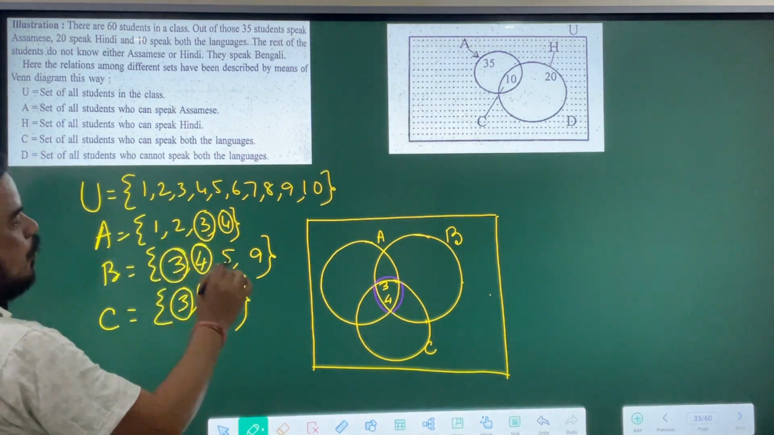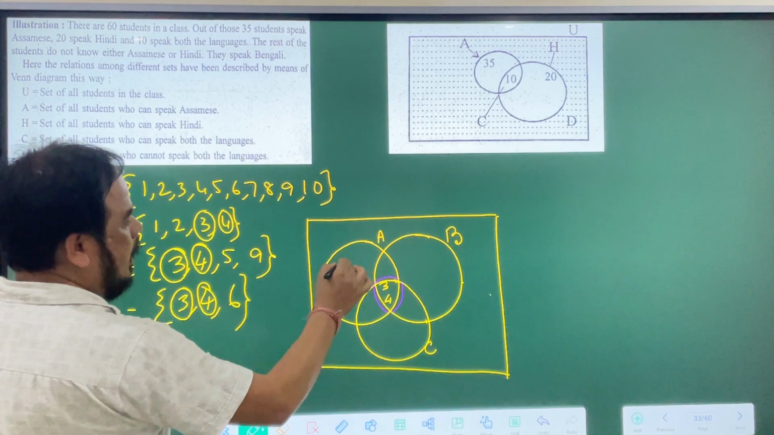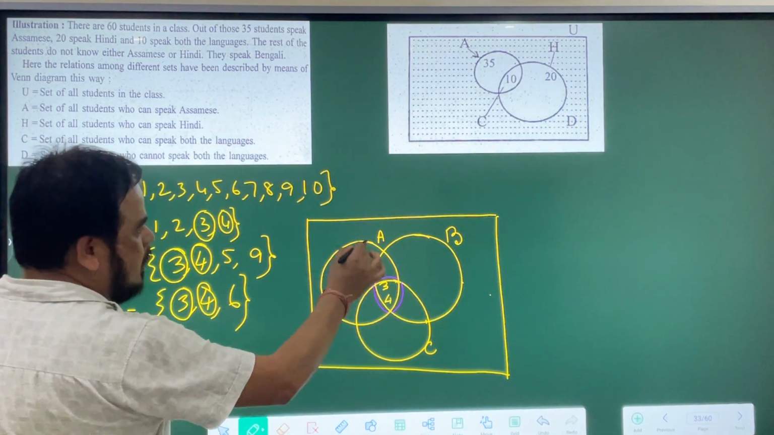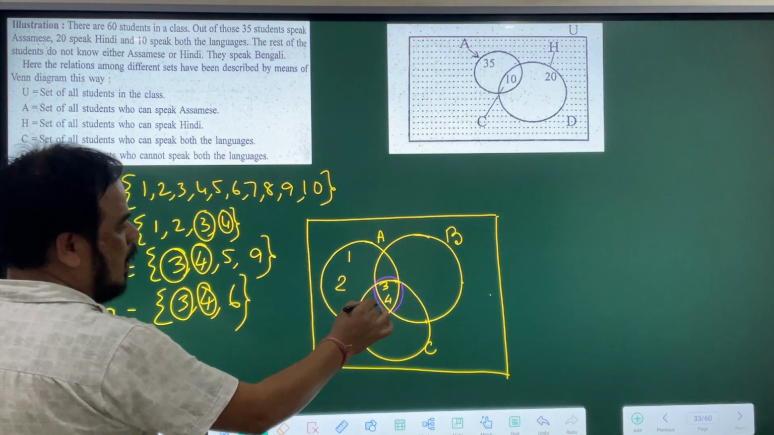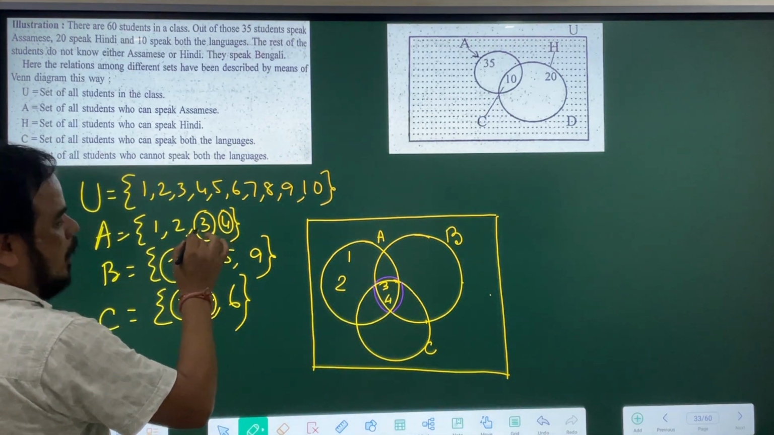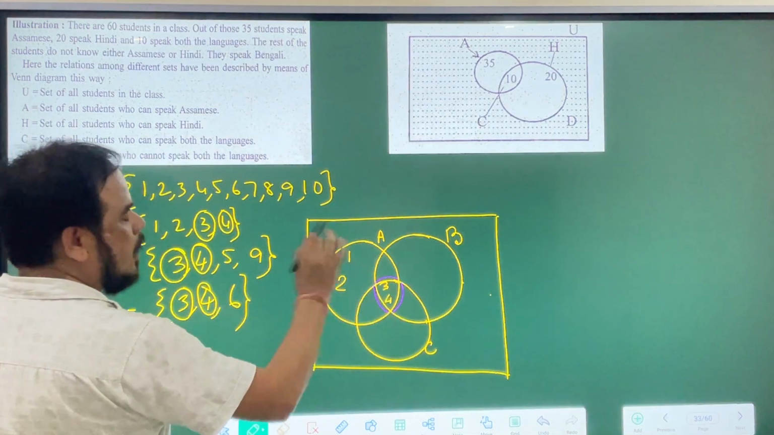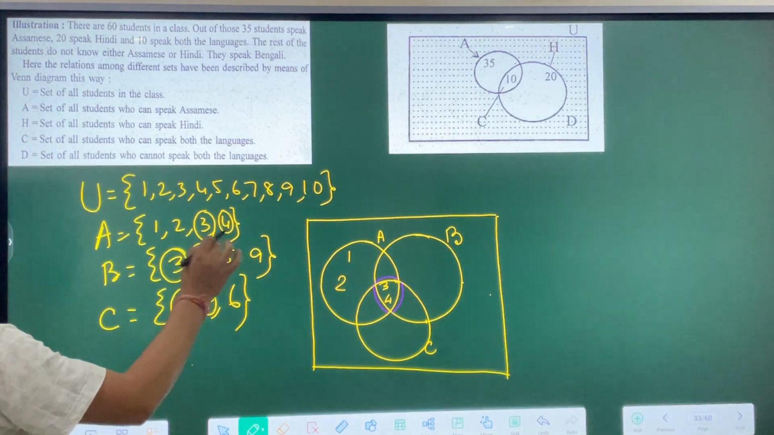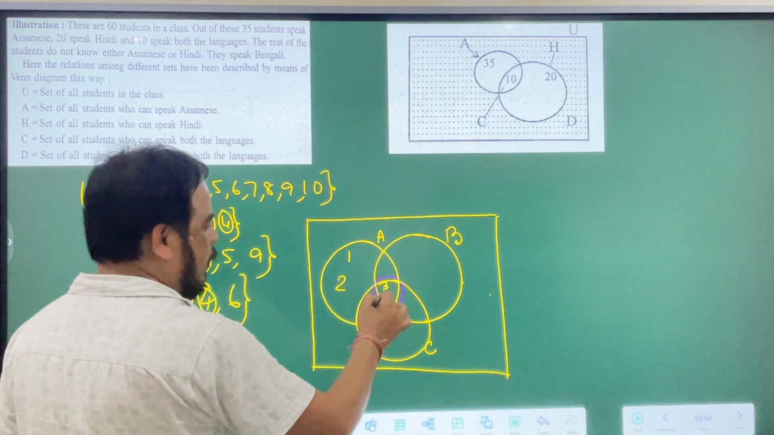Okay. Now A: 1, 2, 3, 4. This is the circle for A. So 1, 2. So think about this circle. Inside this circle, 4 elements are there or not? 1, 2, 3, 4. Those 4 elements are there inside this circle. So very carefully you have to write. B: 3, 4, 5, 9. This is the circle for B.